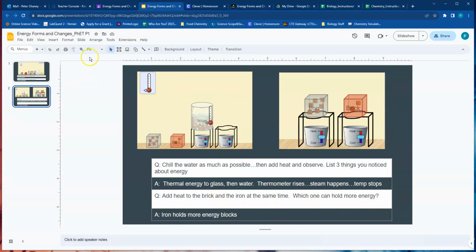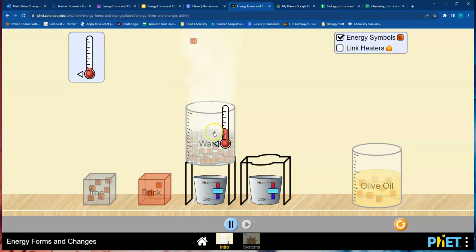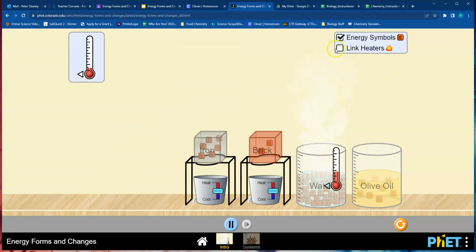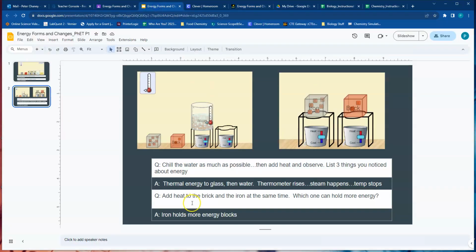Last thing, we're going to put the brick and the iron on at the same time. We're going to see which one holds more energy, so here's how we set that up. We're going to take this off, we're going to put the brick on, put the iron on. We're going to link the heaters so we can heat them at the same time, and we're heating, and we're just simply noticing which one is holding more energy and which one is holding it quicker. So I know where my guess is, and so I'm going to need you to put that in the slide. And that is it.